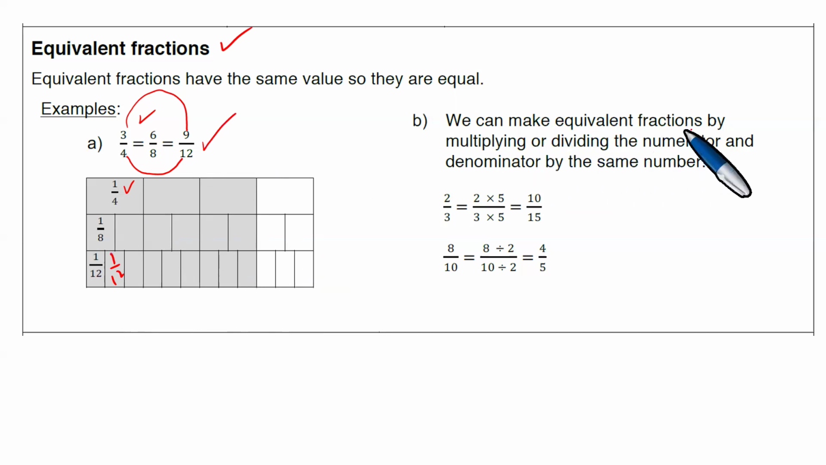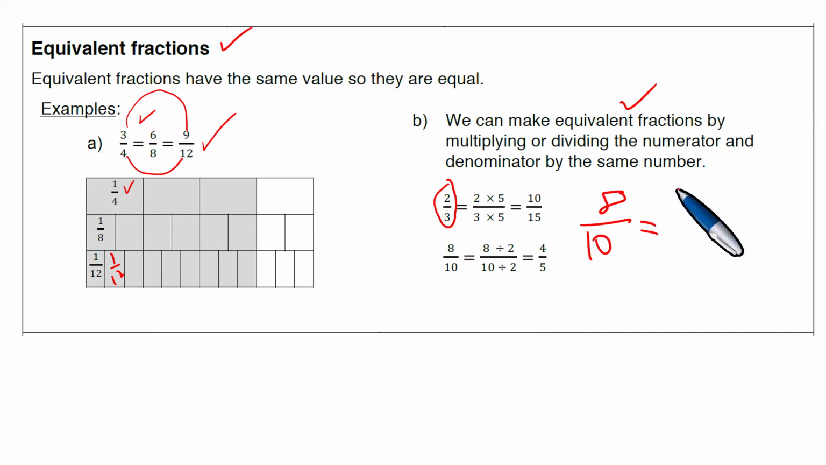We can get equivalent fractions by multiplying or dividing the numerator and denominator by the same number. So if you have 2 divided by 3, you multiply 2 by 5 and you multiply 3 by 5. 2 by 5 is 10, 3 by 5 is 15. Let us deal with equivalent fractions right now.